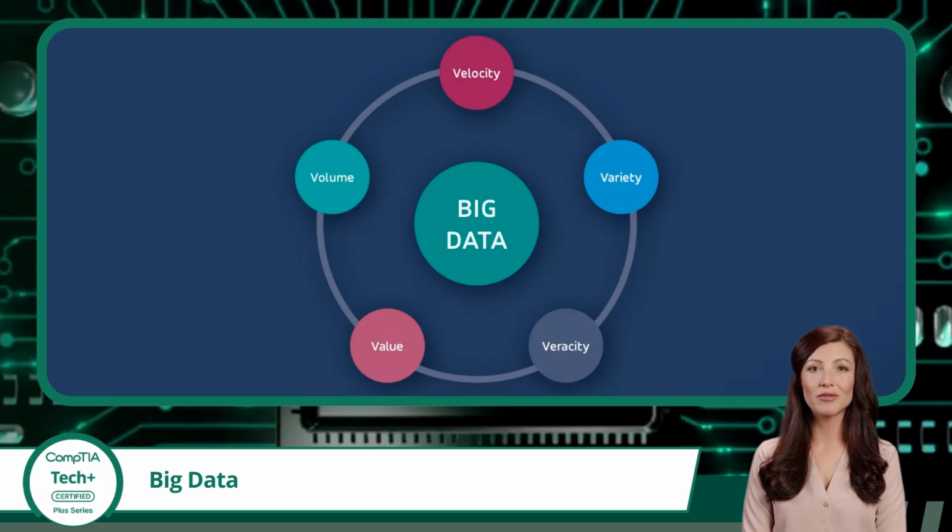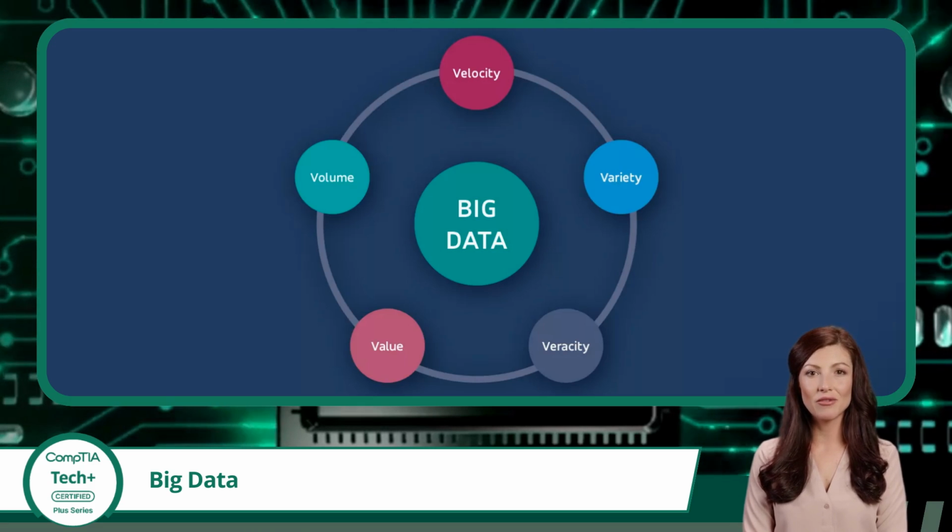Then there's variety. Big data comes in many different forms. It's not just neatly organized tables. It also includes text, videos, audio files, images, weblogs, and data from smart devices or IoT sensors.